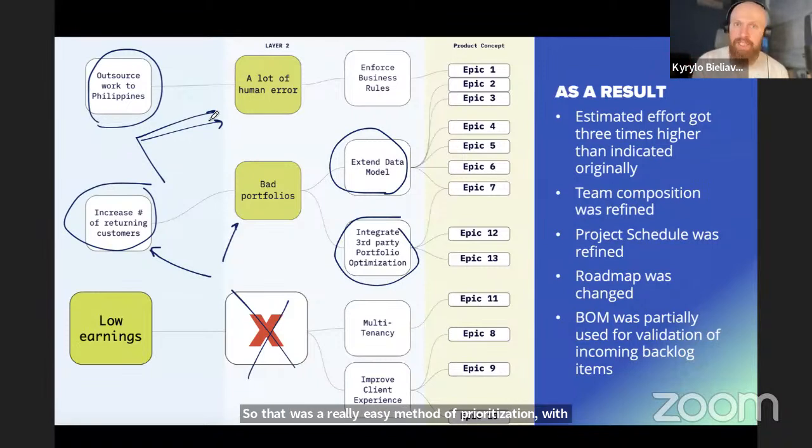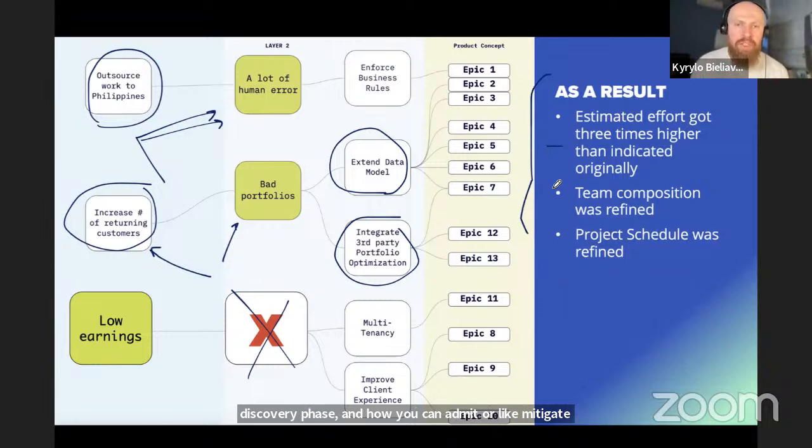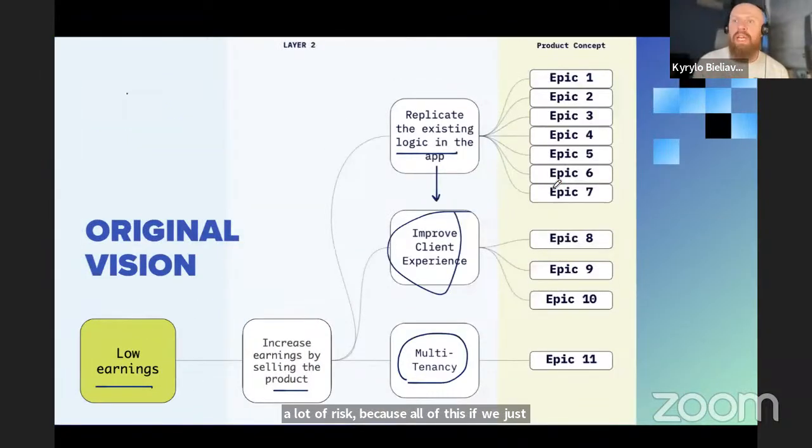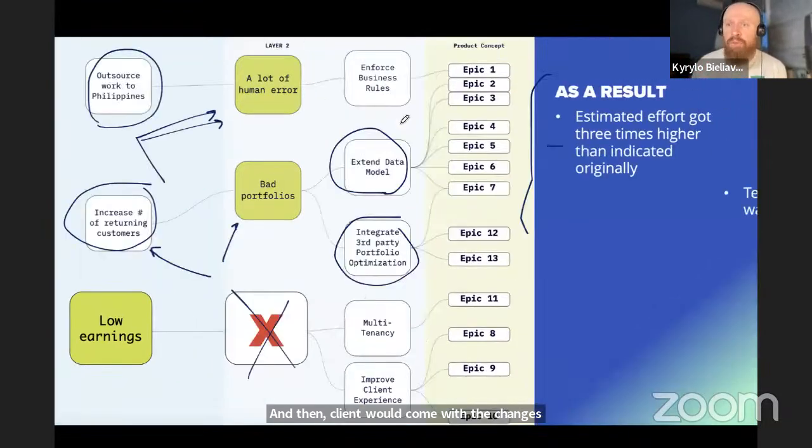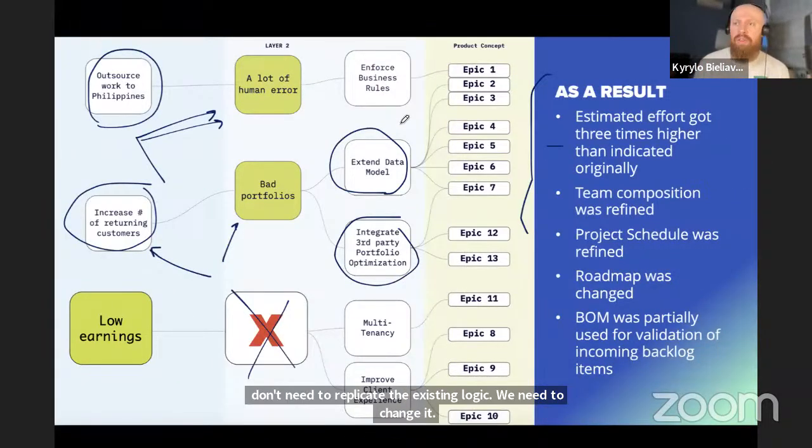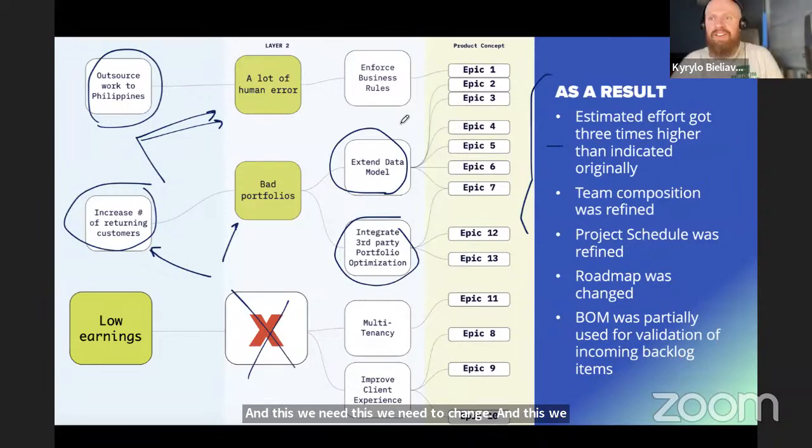So this is a real example of how you could change the perception of the project through the discovery phase, and how you can mitigate a lot of risk. Because if we had just signed up with this original vision and started development, and then the client came with the changes, saying no, we don't need to replicate the existing logic, we need to change it, and this we need to add, that would be a nightmare. So all of that saved us a lot of nerves.